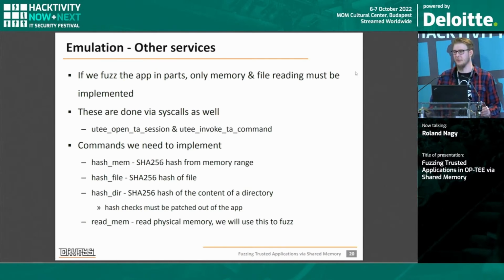I know I said earlier we don't want to modify our application, but at this point we don't really have a chance if we want to reach code beyond these checks. And the 4th of these commands is to read physical memory, the memory of the Linux kernel. And a bit later I will tell you how we implemented this and why it was a bit tricky.